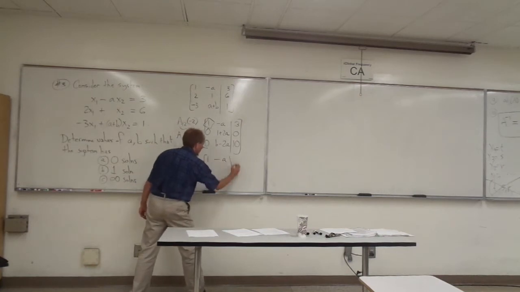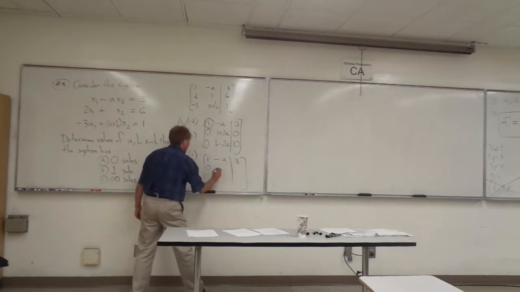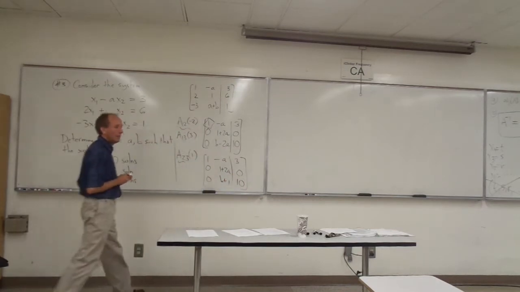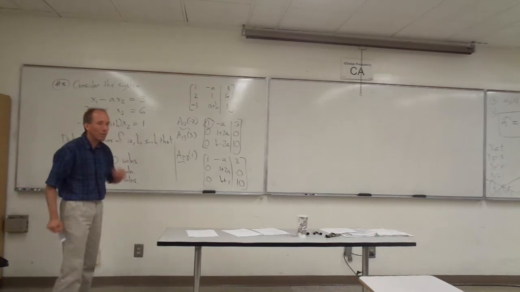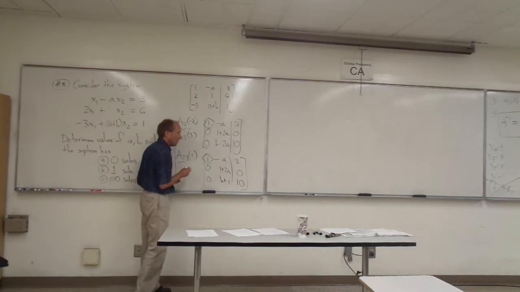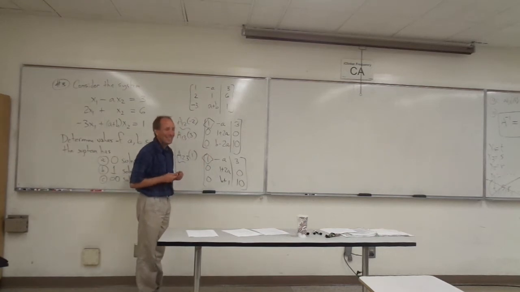1, negative a, augmented with 3. The second row doesn't change, but the third row becomes 0, b plus 1, and 10. Okay, I just added the second row to the third row. Okay, still have this pivot here. What do you think? What are we going to do about that?